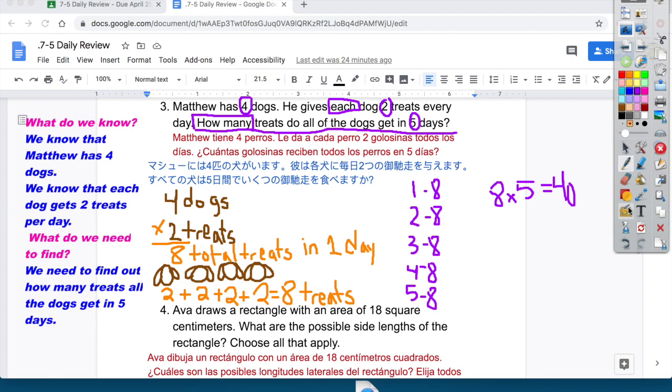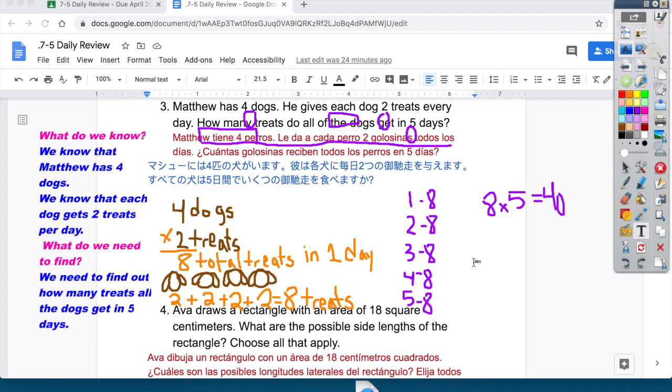So we're going to write out our answer in a sentence. All the dogs get 40 treats in 5 days. And that's our answer.